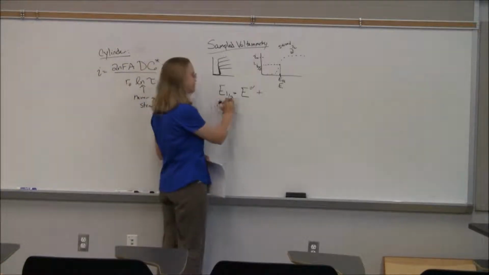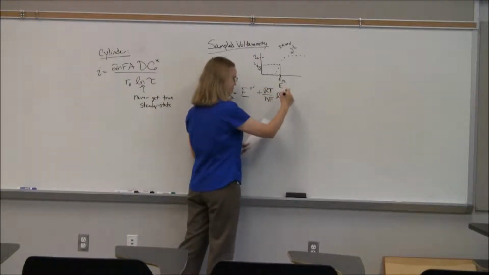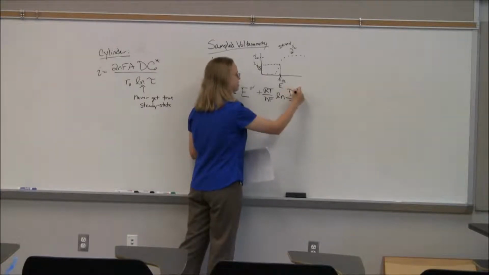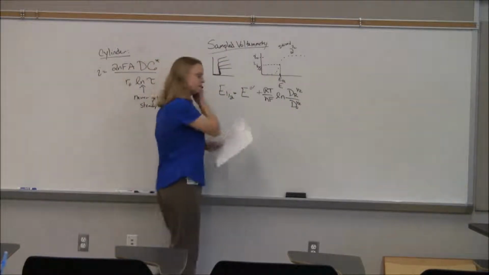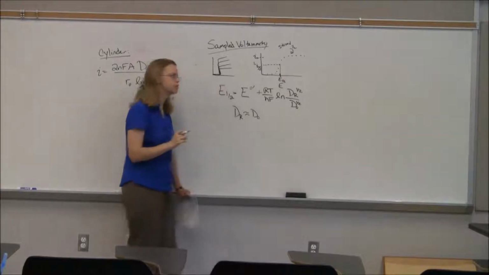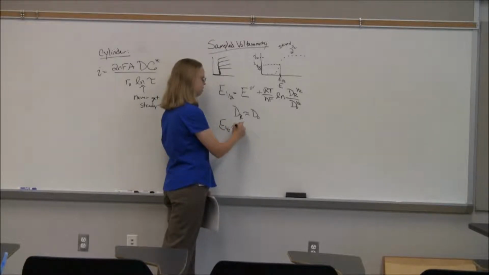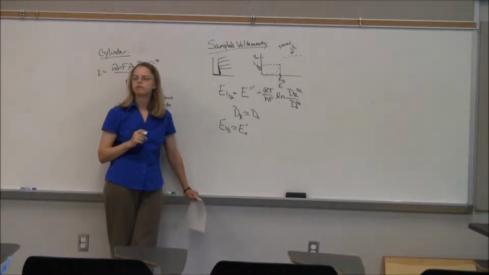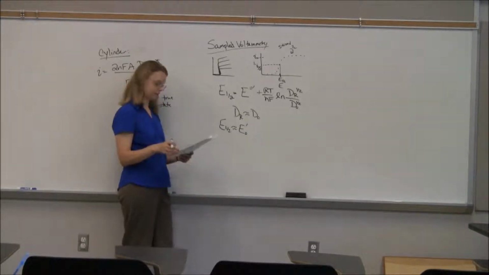So E 1/2 is going to be equal to the formal potential plus, again, it almost looks like the Nernst equation, but it's not. It ends up being the diffusion coefficient for R to the 1/2 over the diffusion coefficient of O to the 1/2. And if D_R is approximately equal to D_O, if the diffusion coefficients of your two species are approximately the same, then E 1/2 is approximately equal to E0, the formal potential. So we're always making some approximation. This is an approximation of an approximation, which is another approximation, but go with it. So that's what people like to do with E 1/2.